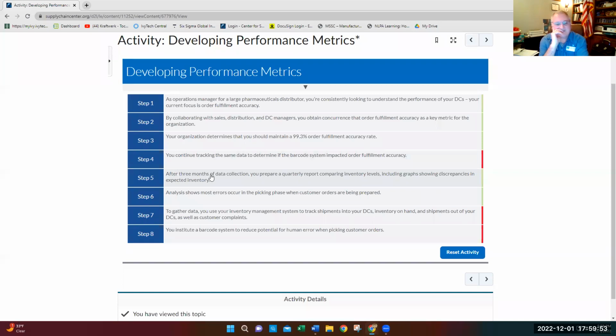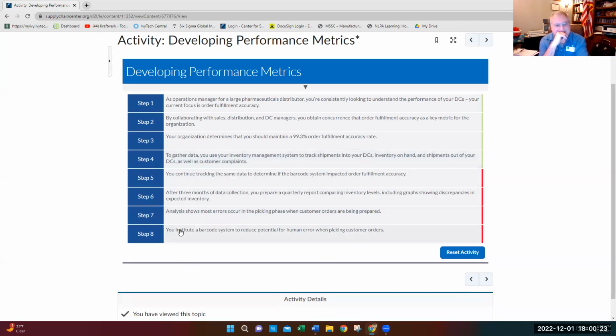So what comes before, after 3 months of data collection and after you determine that your order fulfillment accuracy is off? It's not that one. So it's either to gather data, use inventory management system, or institute a barcode system, reduce potential human error. It's one of these 2. We'll try this one just for the sake of brevity. And now we know that this next one is 3 months. So now we're down to you gather data using the inventory management system. After 3 months of data collection, you prepare a report, including graphs showing discrepancies.